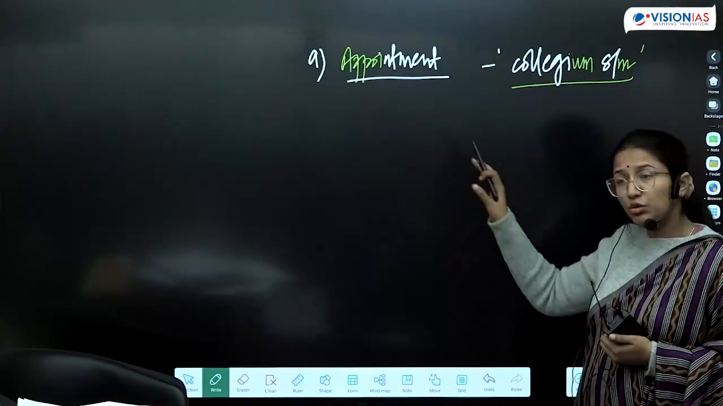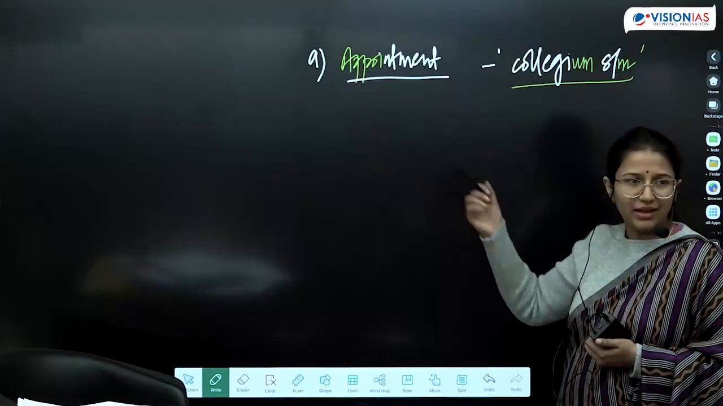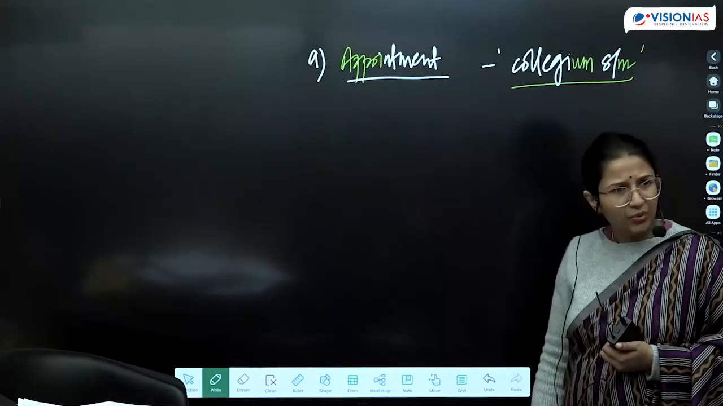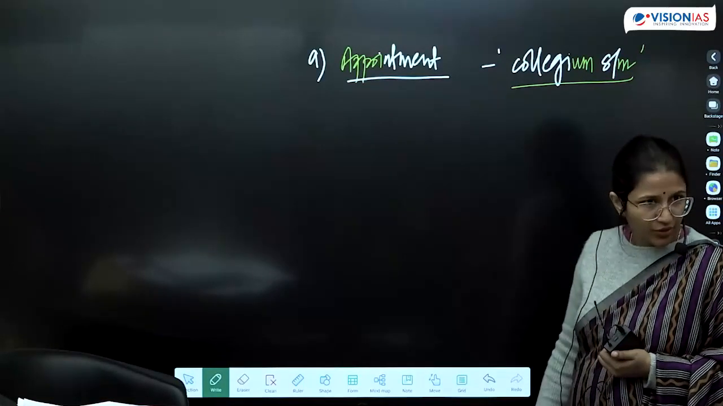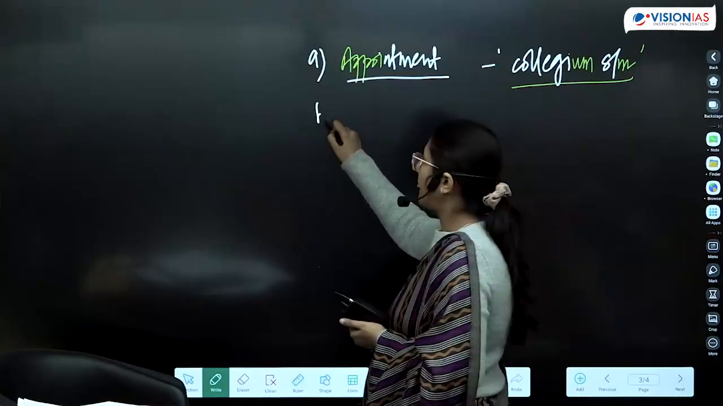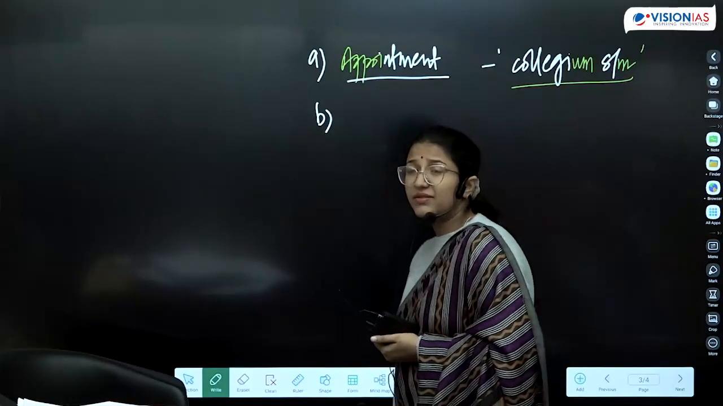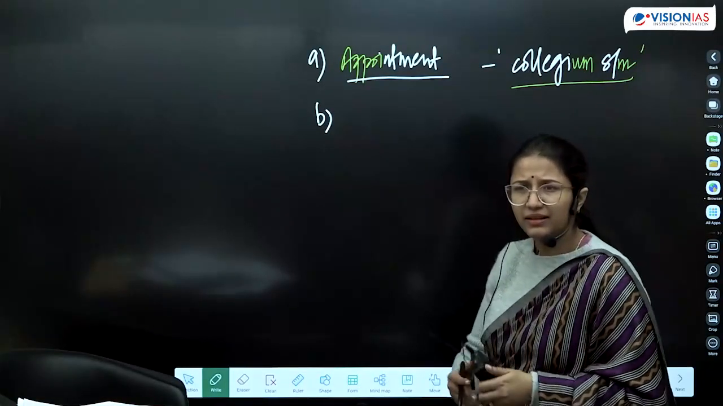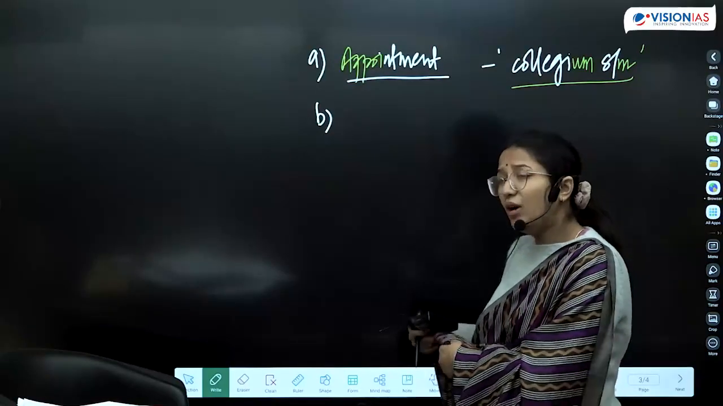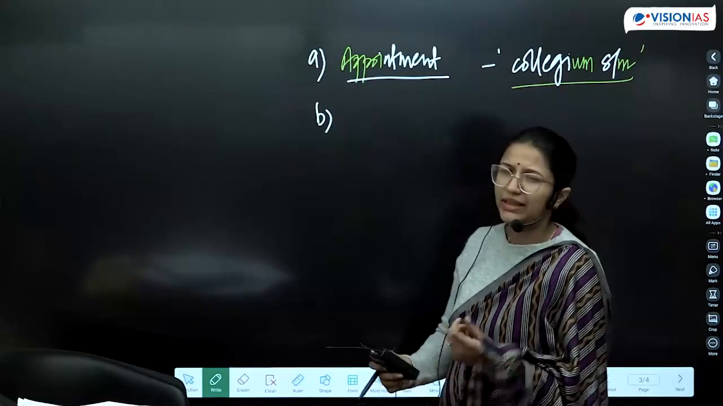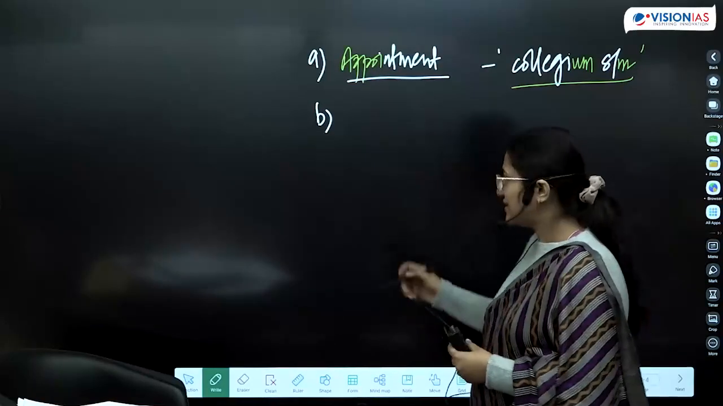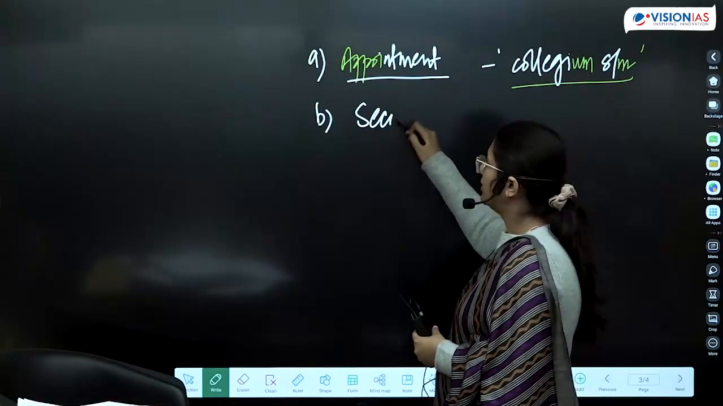Yes, through this means of appointment they are able to ensure their independence. They are not obliged to the executive for their appointment. What else? Freedom from? How is that freedom exercised? How is that freedom available? That is what we have to explain. Yes, one is security of tenure.